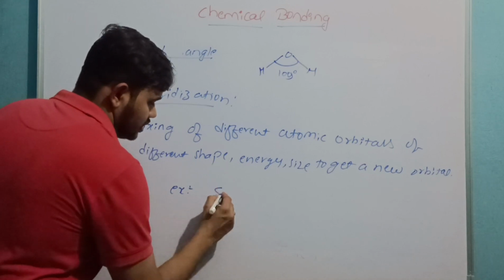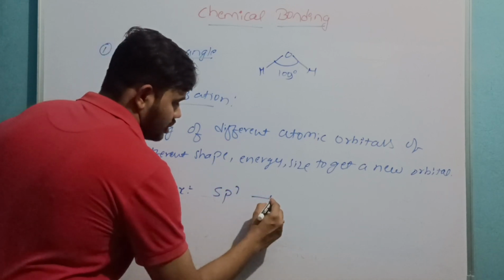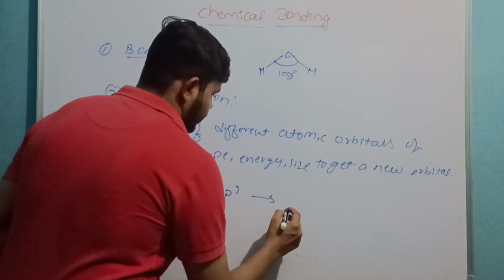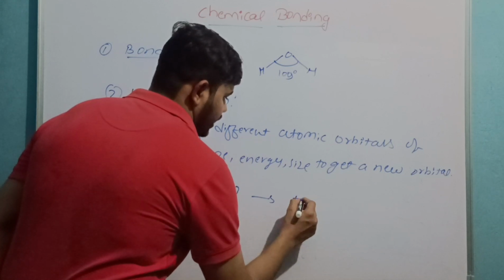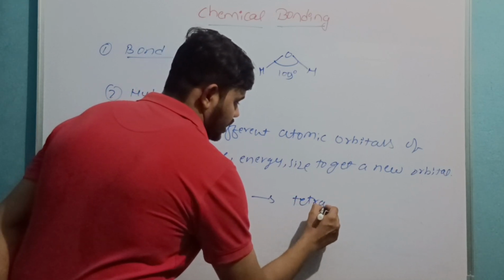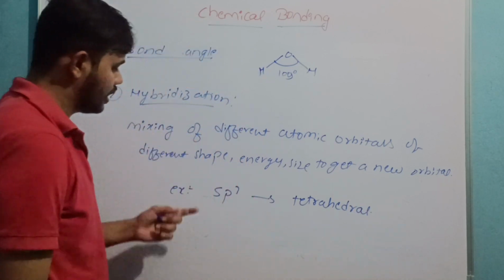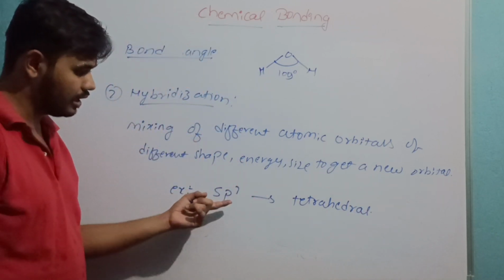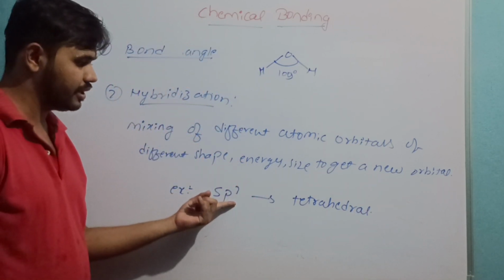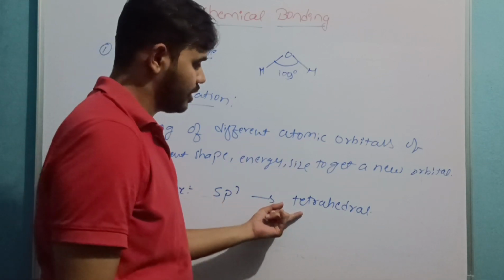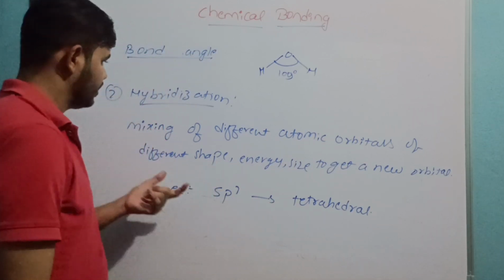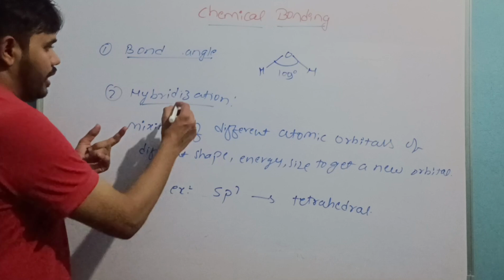For example, if the hybridization is sp3, we will expect tetrahedral shape and geometry. If the hybridization is one s orbital and 3 p orbitals, the shape is tetrahedral. In this manner, we define hybridization.